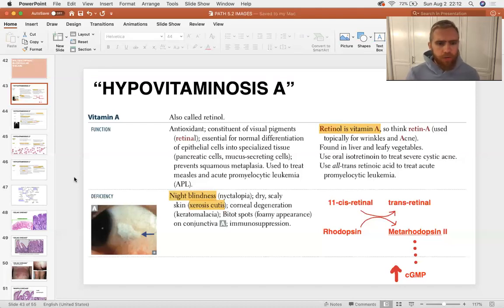And then a last clinical sign you might see in a hypovitaminosis A are these spots called Bitot spots on the conjunctiva of the eye, and they've got this foamy appearance to them.